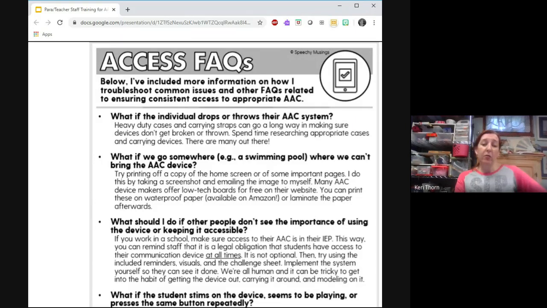What should I do if others don't see the importance of using the device? And that's really what you guys are doing today, is education. Educate your coworkers, educate your families, let them know why this can be so important for our students. When you see the importance of it and the student sees the importance of it, it's going to get used much more.